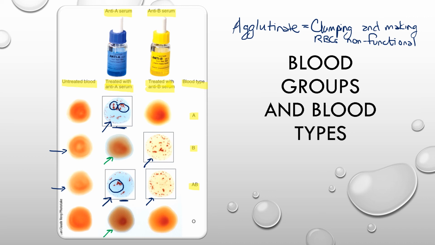And then in our last row here, we had no agglutination with anti-A, no agglutination with anti-B serum. And so we could deduce that these red blood cells have neither A antigens nor B antigens on their surface. So they would be a type O blood type.